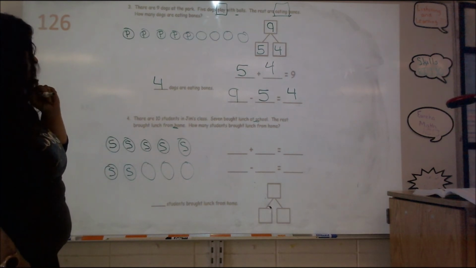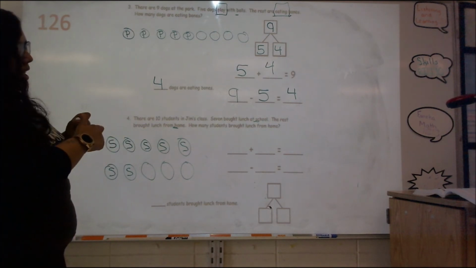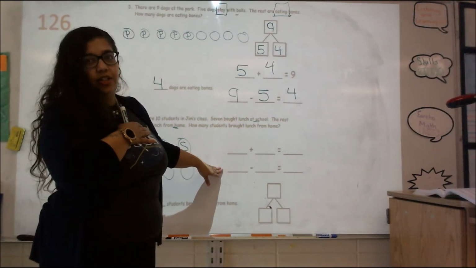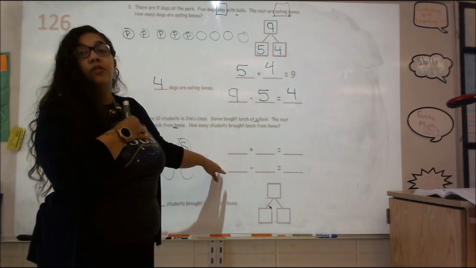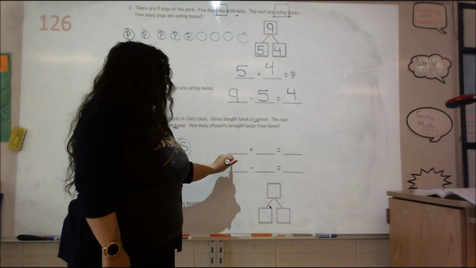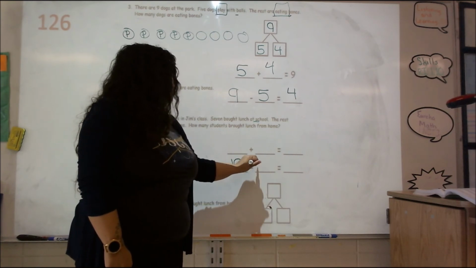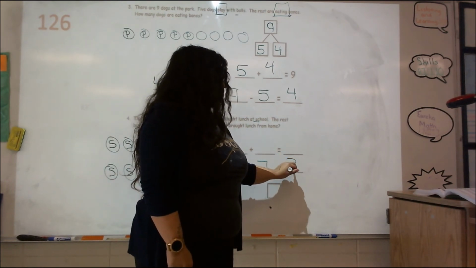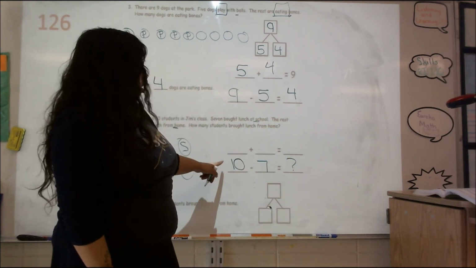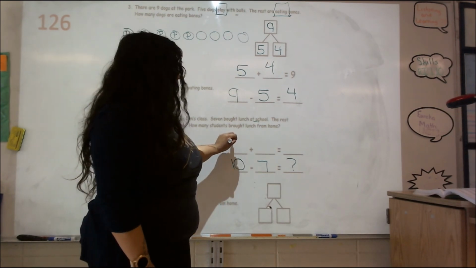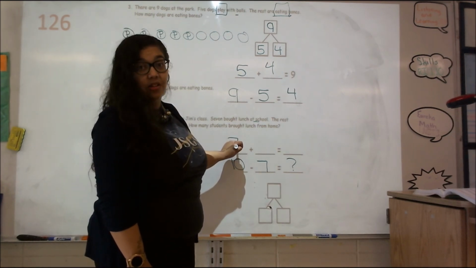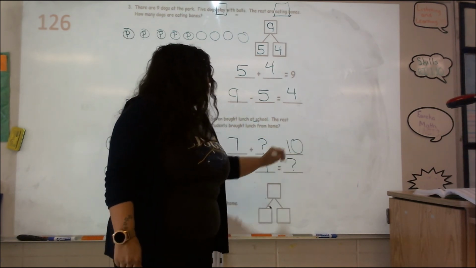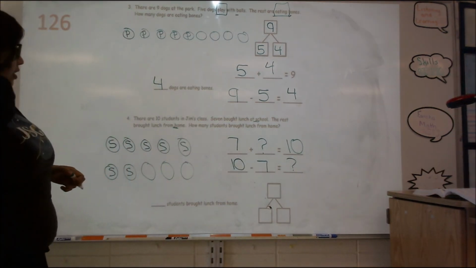Good job. Looking to our number sentences, was the information provided to us as addition or subtraction? Subtraction. We started with the whole. So 10 students in Jim's class minus the 7 students buying lunch at school leaves us with an unknown number of students who brought lunch from home. Knowing this subtraction, we also know that 7 students buying lunch at school plus the rest who bring lunch from home is still equal to the 10 students in Jim's class. They are related to one another.